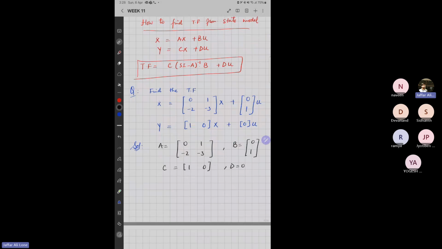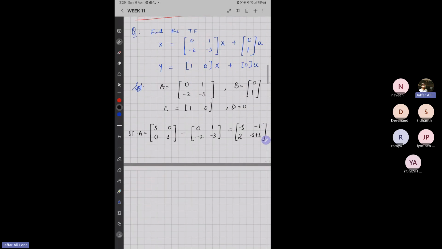First of all, I'll find this (sI minus A) inverse. My A is a 2 by 2 matrix, so my I will also be a 2 by 2 matrix. So my sI will be [s, 0; 0, s]. I'll write here sI minus A is equal to [s, minus 1; 2, s plus 3]. So I got this sI minus A.